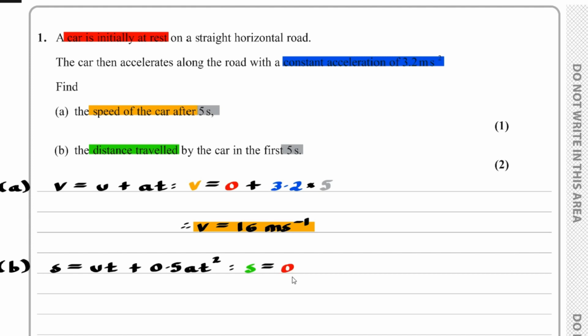u, which is 0, multiplied by t, which is 5, plus a half, multiplied by a, which is 3.2, multiplied by t, which is 5, and then squared. So working this out, you will find s to equal 40 meters.